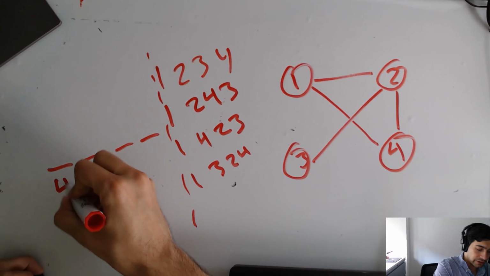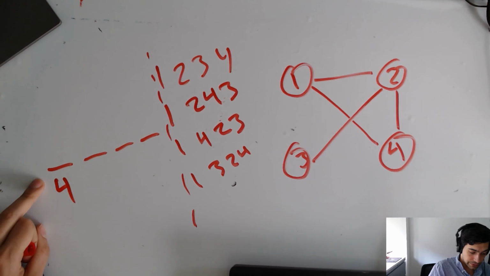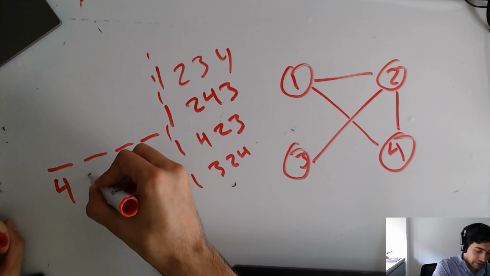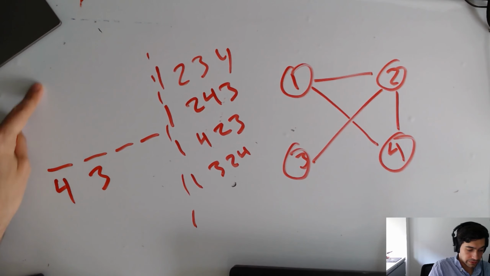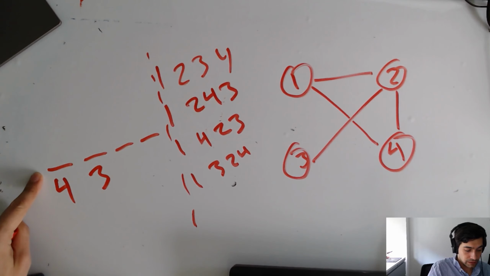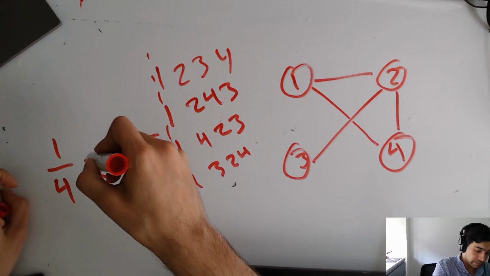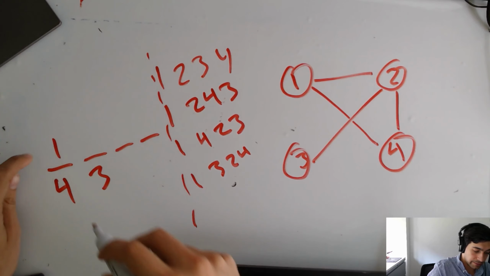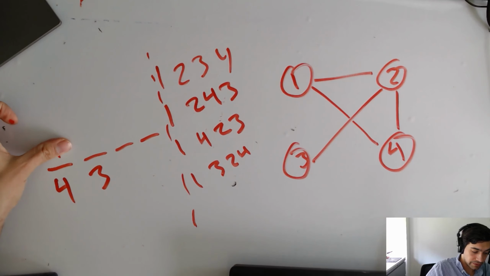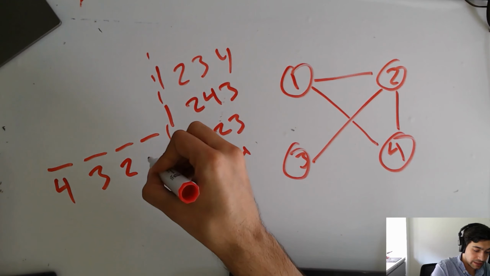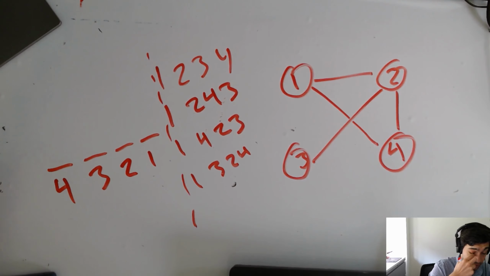Well, we've got 4 choices for the first slot, 1, 2, 3, or 4. And we only have 3 choices for the next slot, right? Because we've used up one of our numbers. If we put a 1 here, it means we can only put 2, 3, or 4 here. So we've got 4 choices for the first slot, 3 for the second slot, 2 for the third slot, and 1 for the last.